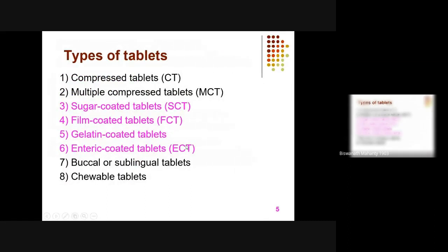These things we started in our last class: compressed tablet, multiple compressed tablet, sugar coated, film coated, gelatin coated. And gelatin coated tablets are very rare anyway. Enteric coated tablets, buccal and sublingual tablets, and chewable tablets. Of course, if I make a classification, there are some important things. The classification is basically made on the purpose, not only the shape or size or color, and how they are prepared. So this classification is basically based on the preparation and purpose.